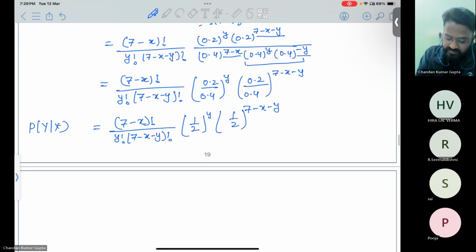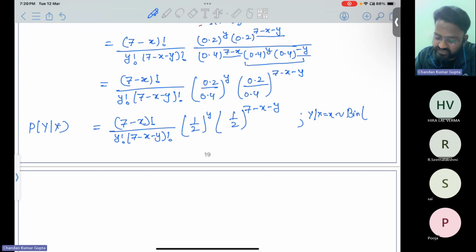So this is actually a binomial distribution. It is again a binomial distribution. So y given x equal to x again follows a binomial distribution with n equal to 7 minus x and p equal to half.